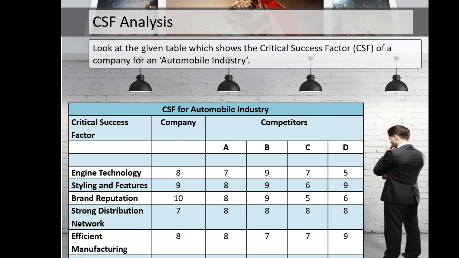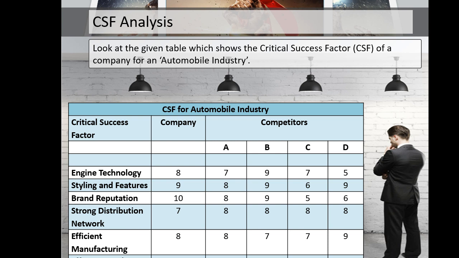Look at the given table which shows the critical success factors of a company in the automobile industry. So this tells you that the critical success factor for an automobile industry might not be the same for a restaurant, it might not be the same for hospitality, it might not be the same for construction, it might not be the same for agriculture.